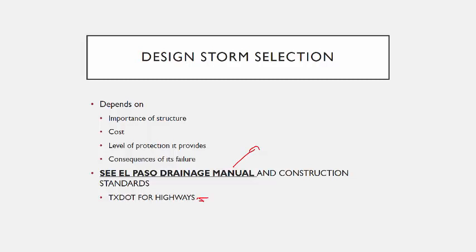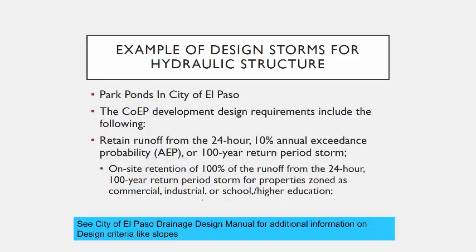I wanted to point out that when it comes to highways, TxDOT has specific regulations and specifications on the design storm that are different, so you need to look at that. Just as an example, in the City of El Paso for park ponds, you design them to retain the runoff of a 24-hour 10% annual exceedance storm, or 100-year, 24-hour duration storm. Okay, so it would be a 100-year 24-hour storm. So that's the design storm.